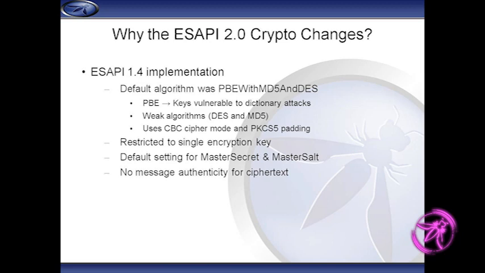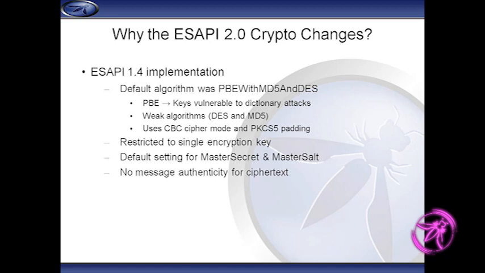When I started on ESAPI a little more than 2 years ago, the GA version was 1.4, and we were at, I think, 2.0 release candidate 2. When I first started looking at it for our company, the first thing I noticed was the crypto was completely broken. One of the things that first jumped out at me was that we were using password-based encryption, which is what PBE stands for. The algorithm we were using was PBE with MD5 and DES.